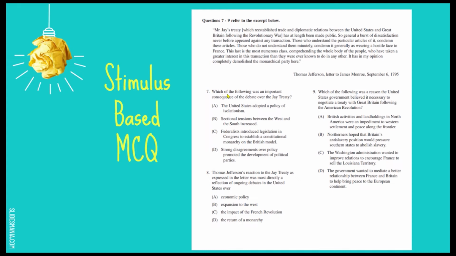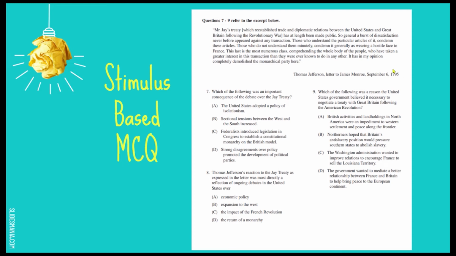Number 7, which of the following was an important consequence of the debate over the Jay Treaty? This question is asking you about a consequence of the Jay Treaty. So the answer is not in the passage. So how do you answer this question? Well, you just have to do process of elimination. So you have to have a very good idea about themes and concepts. First, you have to know what the John Jay Treaty is, which you should definitely know. It's about impressment, and trying to improve relations with England.